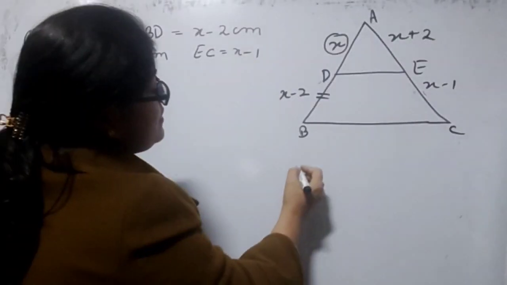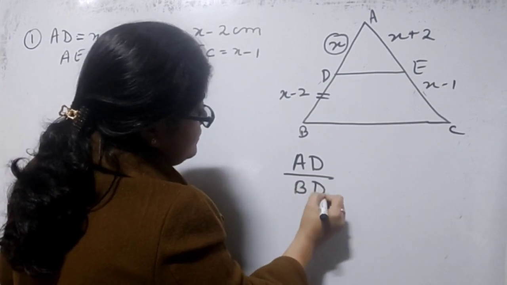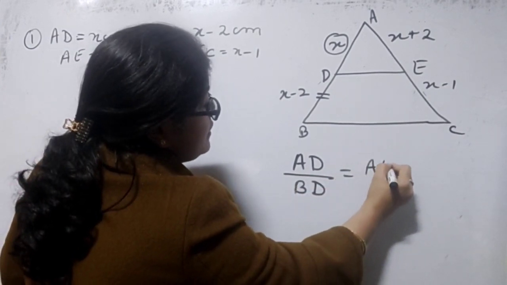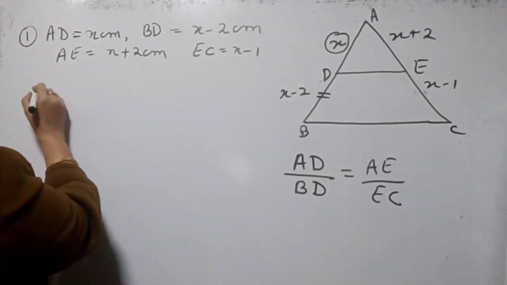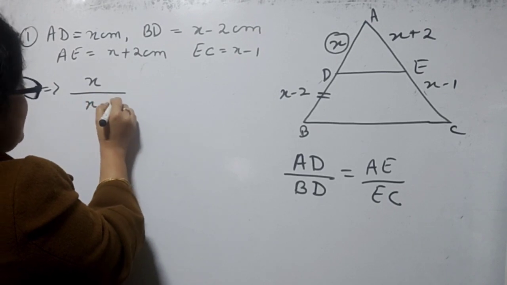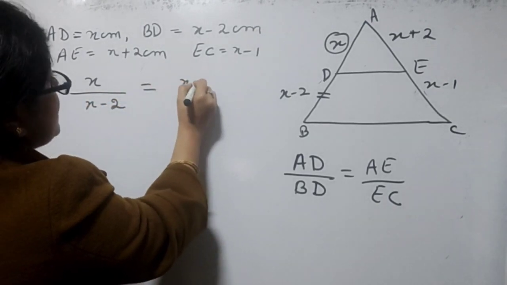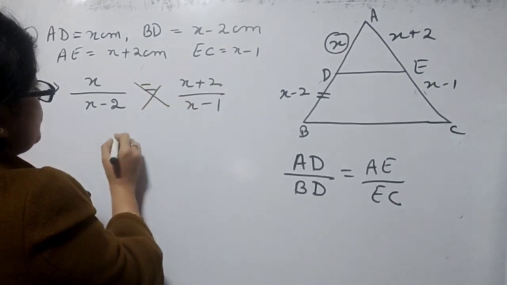We again use the same basic proportionality theorem, that is AD over BD is equal to AE over EC. Now substituting the different values, what do we get? The value of AD is x, the value of BD is x minus 2. Here we have x plus 2 and x minus 1. Now we cross multiply both of them.